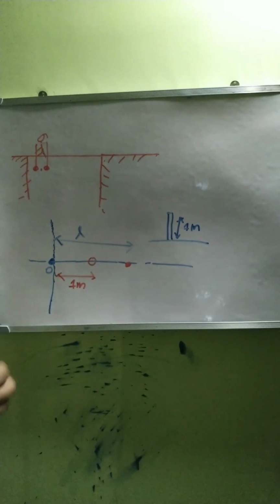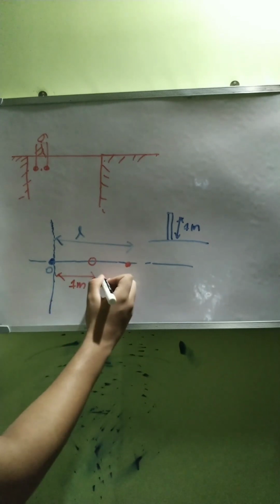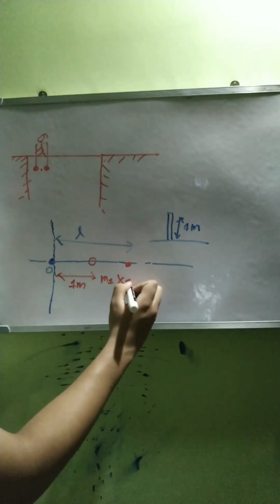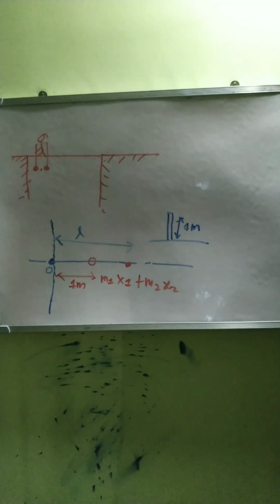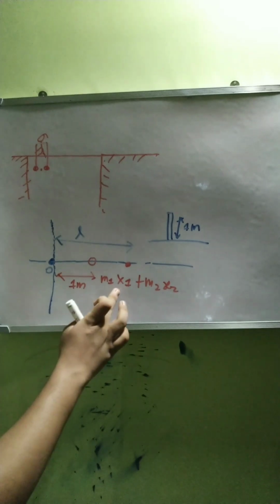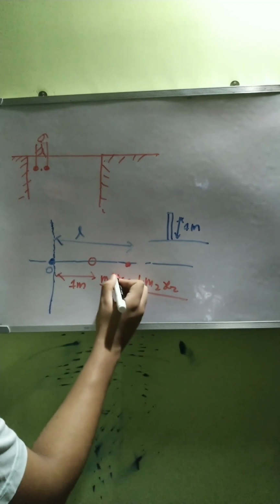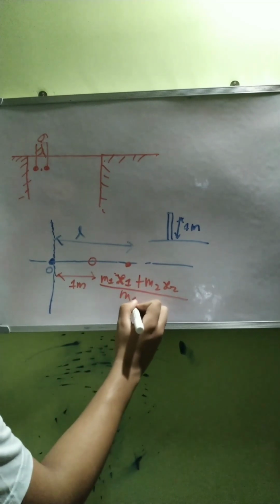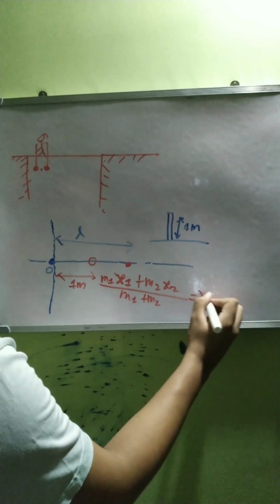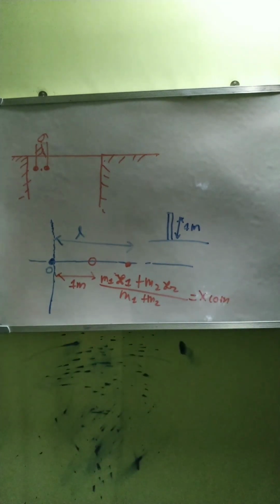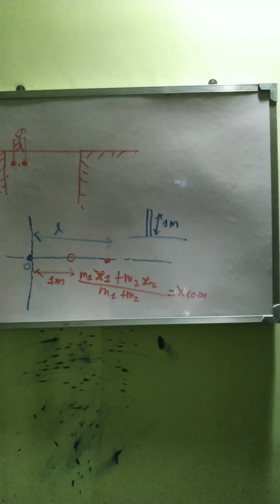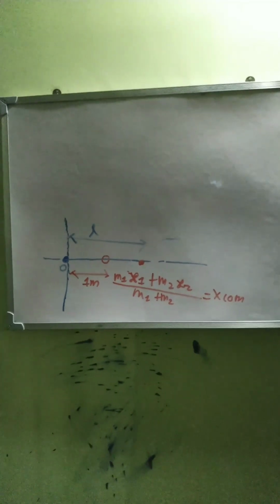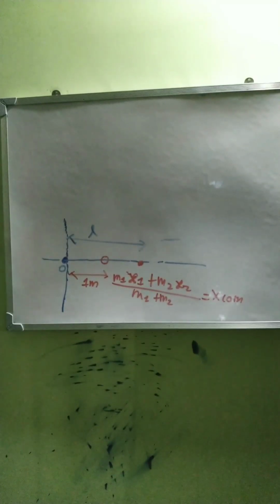Now let's apply the formula. We know that m1 x1 plus m2 x2 divided by m1 plus m2 equals xcom, that is the position of center of mass. Now placing the value of m1.